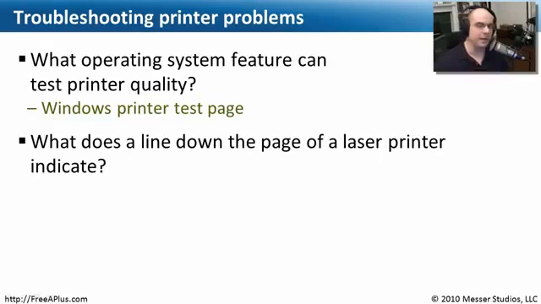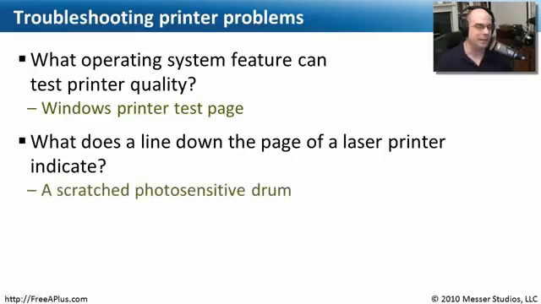If you end up having a black line down the entire page of a laser printer printout, what does that really indicate? Well, probably the case is that you have a scratched photosensitive drum, and that drum is just going around and around and around, and that entire scratch can be followed all the way down the page that it's printing on.